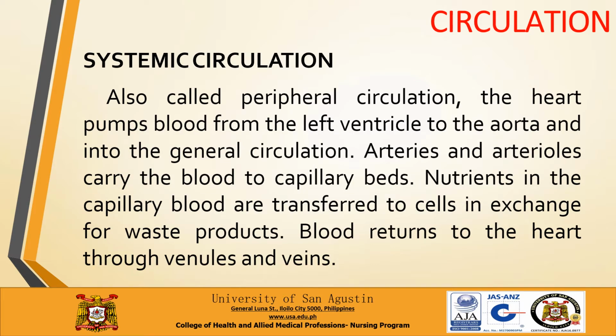The exchange happens in the lungs. While with systemic circulation, it's more on peripheral circulation. The heart pumps blood from the left ventricle to the aorta and to the general circulation. Arteries and arterioles carry the blood to capillary beds. Nutrients in the capillary blood are transferred to cells in exchange for waste products. Blood returns to the heart through venules and veins.